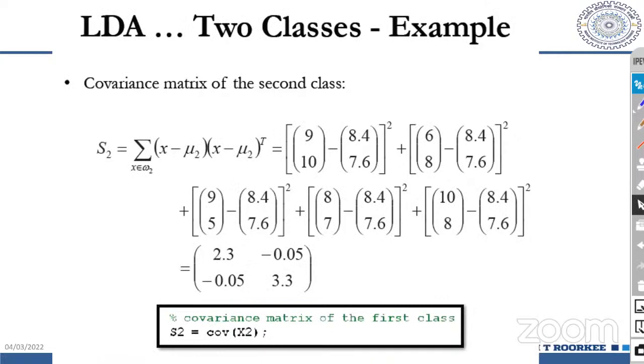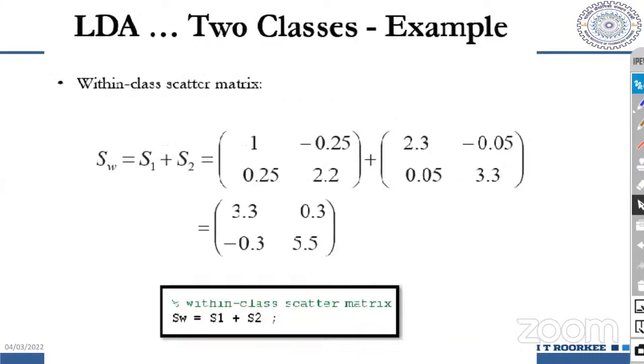Similarly, you are finding the covariance matrix for S2. In a similar way, you have mu2 and the x vector, and you find it out. So we have computed first mu1, mu2, then the covariance matrices S1 and S2. Once you compute these two, you go for the within class scatter matrix, which is nothing but the addition of the two classes.